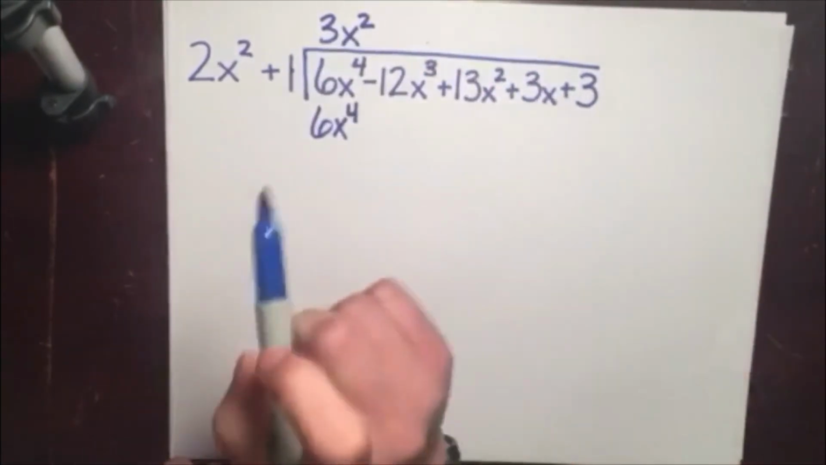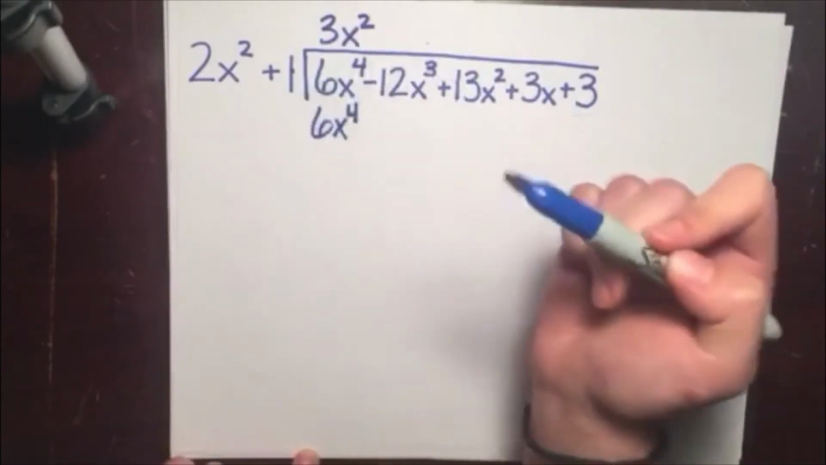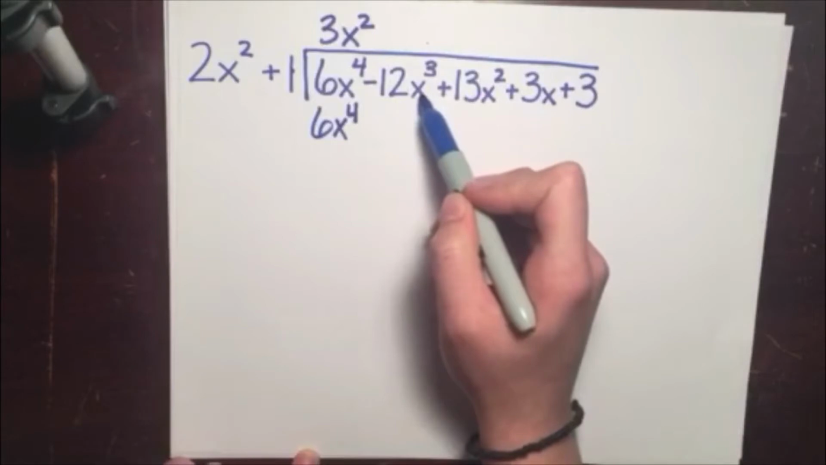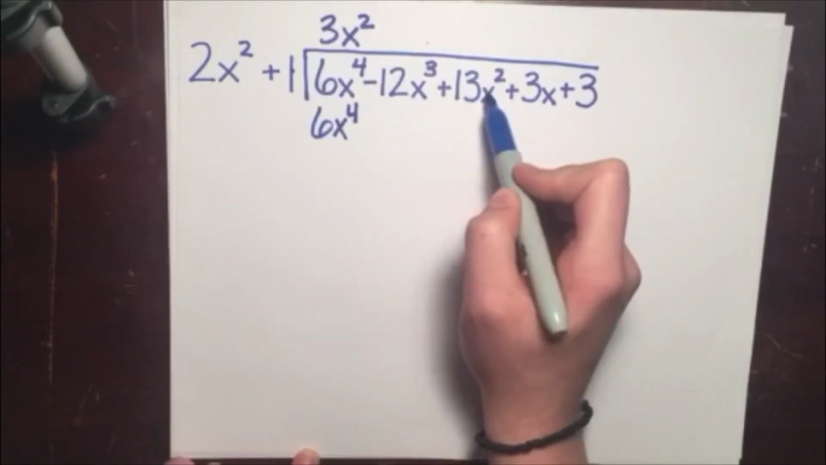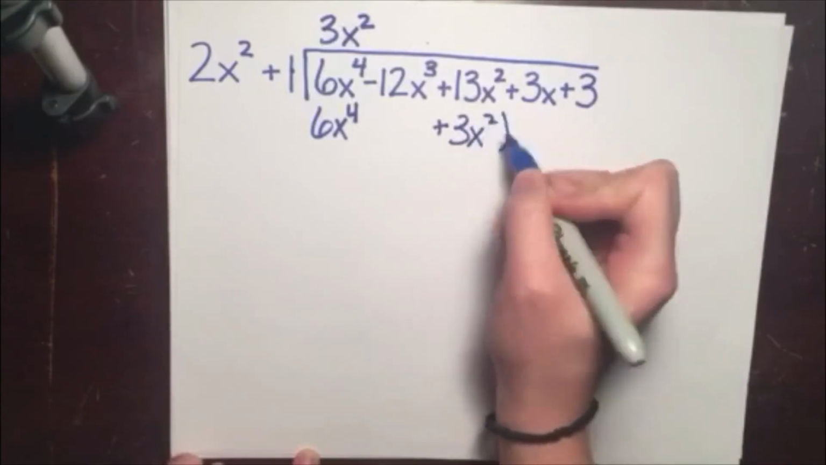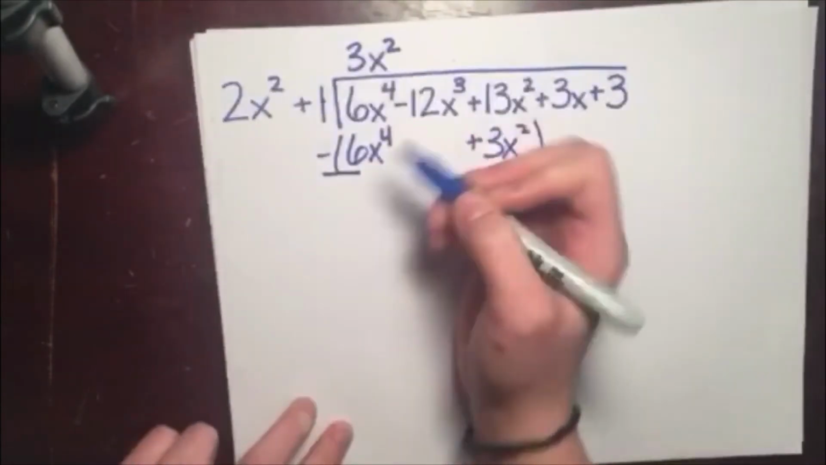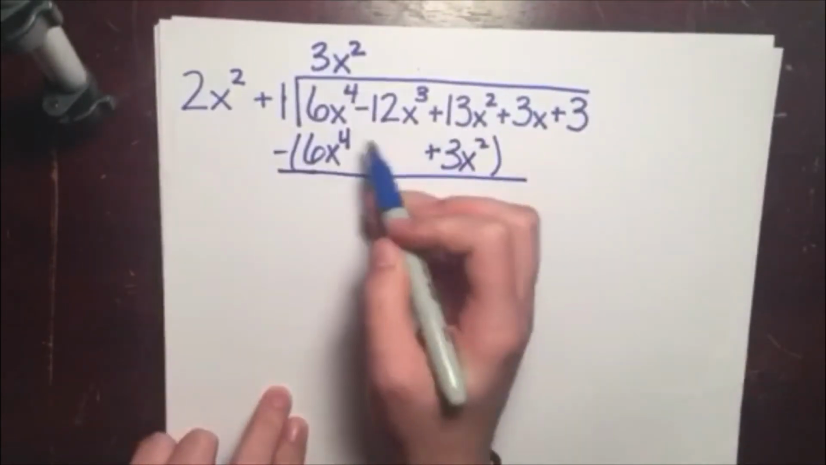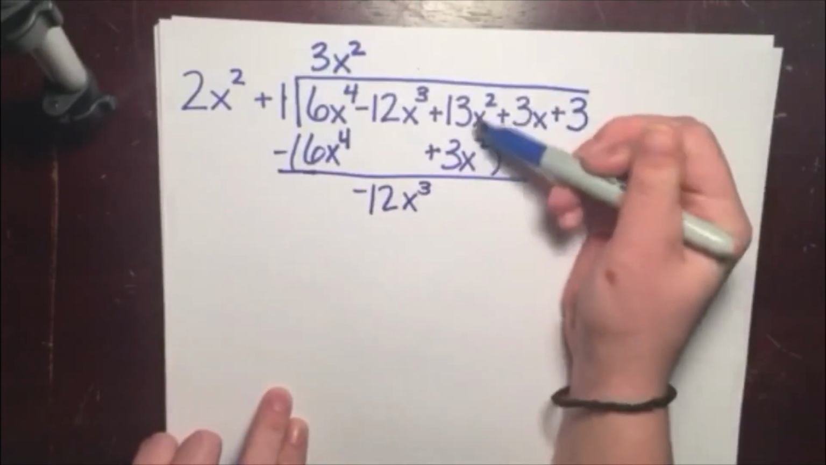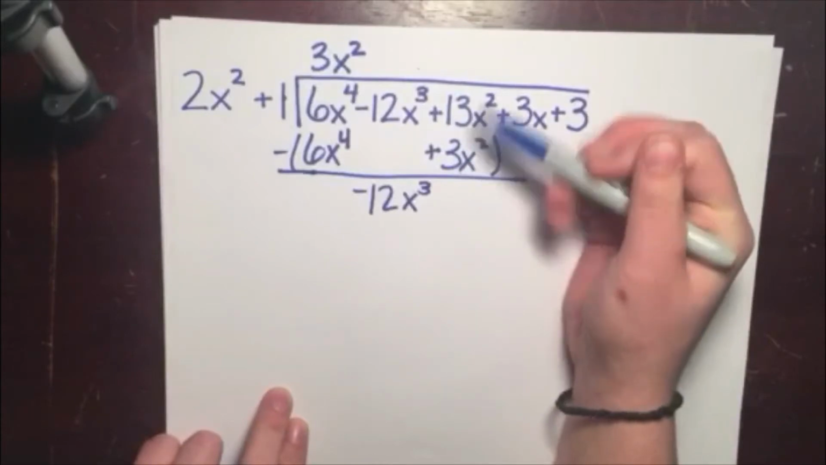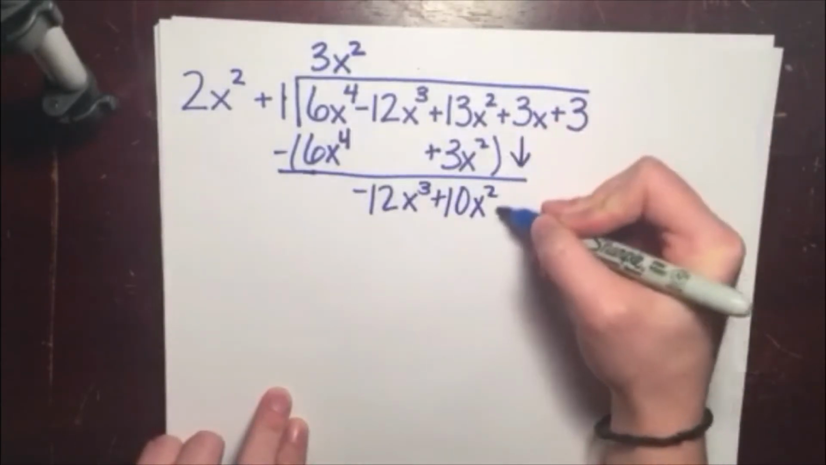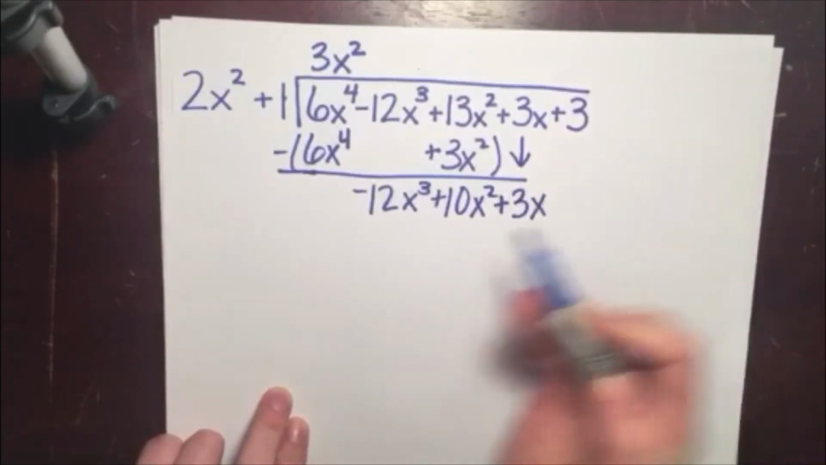I was jumping the gun there. We multiply those by the 1, and then we get 3x squared. Again, we're not putting it under the x cubed term, we're putting it under the x squared term. So we get 3x squared, subtract. These two terms cancel. Negative 12x cubed comes down. These terms become a positive 10x squared. We bring down the positive 3x, all right?